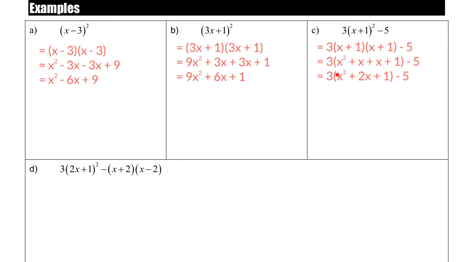Everything inside the brackets is multiplied by the 3 in front. So we end up with 3x squared plus 6x plus 3, and then the minus 5 at the end. Those last two terms, plus 3 minus 5, are like terms, so they go together to become minus 2. So we end up with 3x squared plus 6x minus 2.